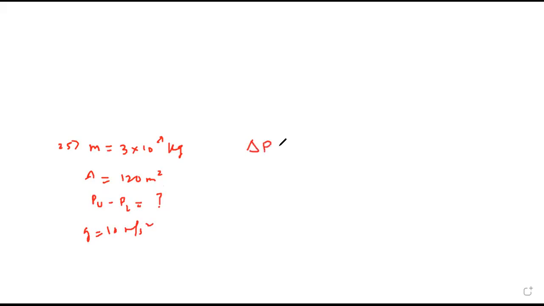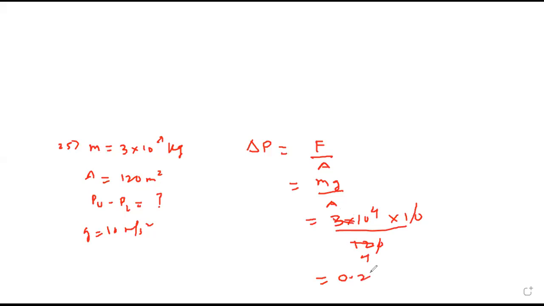The difference in pressure is nothing but force upon area. Force is mg upon area. m is 3 into 10 raised to 4, g is 10 and area 120. 3 into 4 is 0.25 into 10 raised to 4 Pascal, or we can say 2.5 into 10 raised to 3 Pascal, which is 2.5 kilopascal, option A.